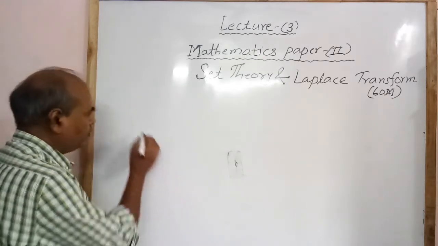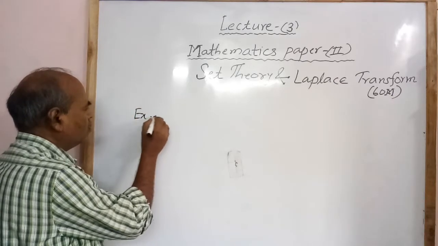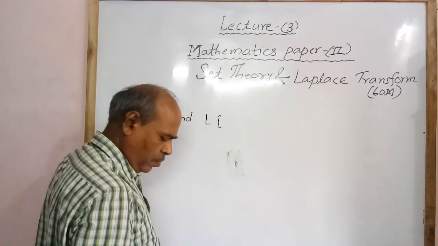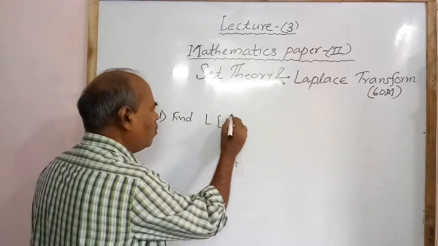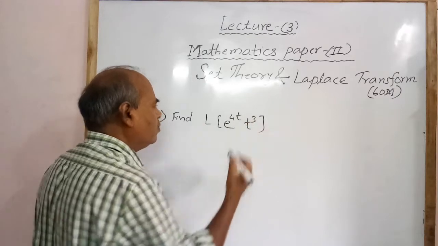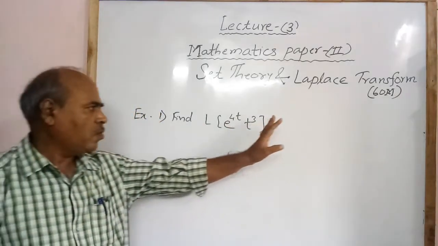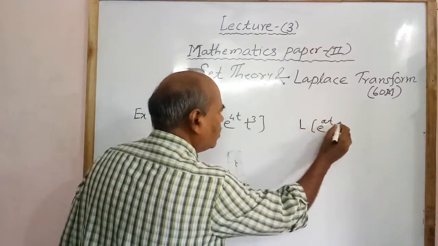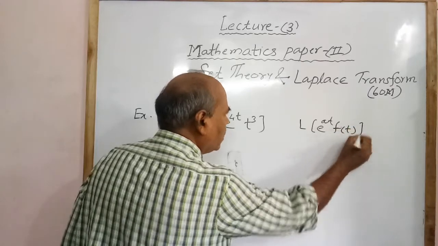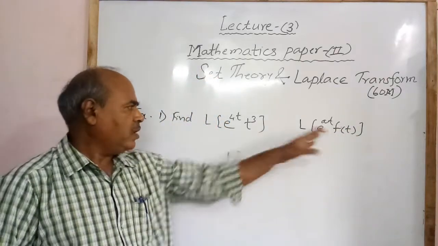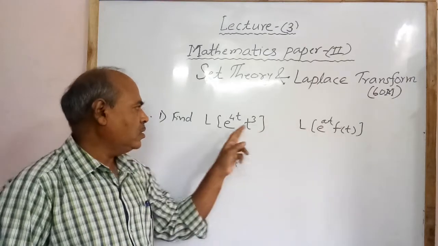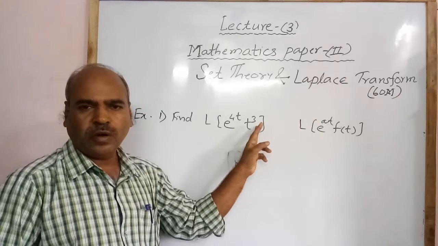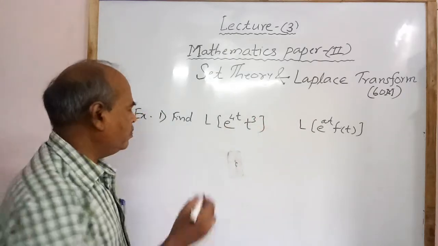First example, find Laplace of e to the power 4t t cube. Now here it is in the form of Laplace of e to the power at f of t. You compare both. Here e to the power at means e to the power 4t, and f of t means we have t to the power 3. Therefore we consider f of t equal to t cube.